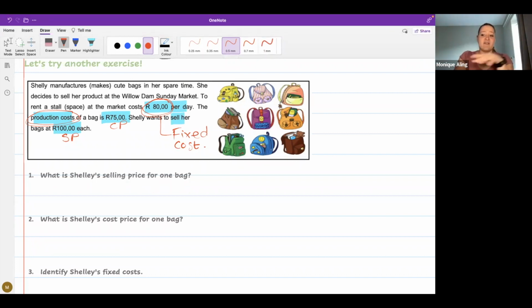So now that we have dissected this information, I think we're ready to tackle the questions. And now that we've done it, it's going to make the questions a lot easier. Number one, what is Shelley's selling price for one bag? Let me know in the chat. Good. It's right there. 100 Rand. Question two, what is the cost price?